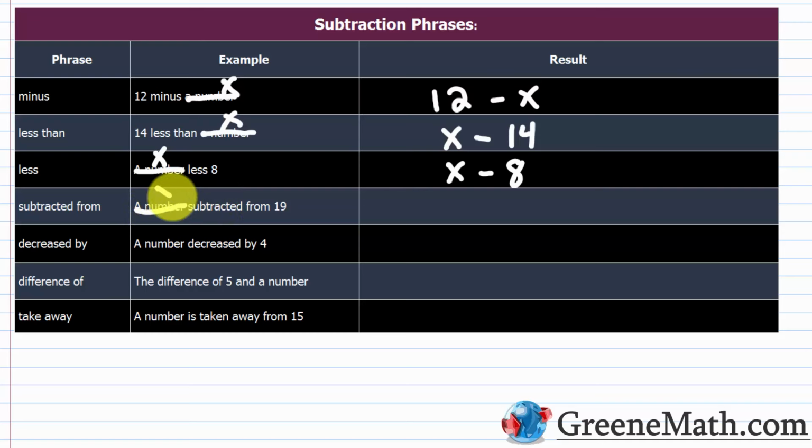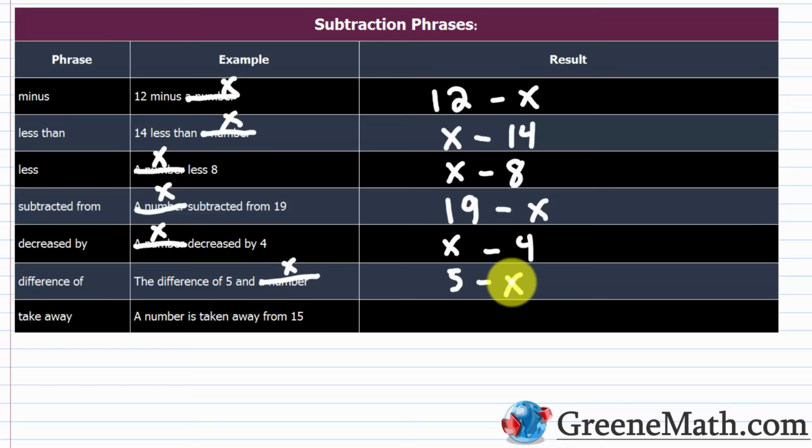Then we have difference of. So the difference of 5 and a number. So you've got to go in order here. Remember, when we talk about the difference, that's a result of subtraction. So the difference of 5 is going to go first, and a number, let me line this out and put x. The difference of 5 and x would be 5 minus x. If it said the difference of x and 5, that would be x minus 5. So you've got to go in order. Then we have take away. So a number is taken away from 15. So again, for a number, I'm just going to put x. So x is taken away from.